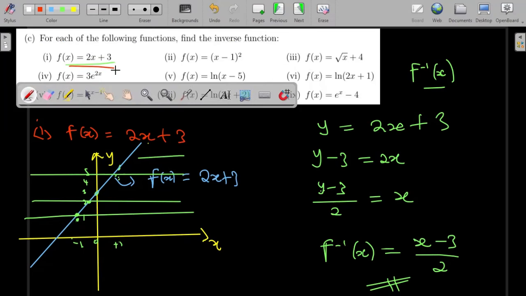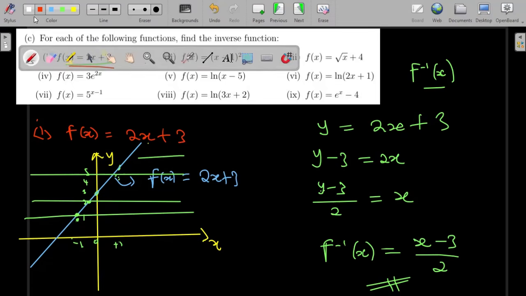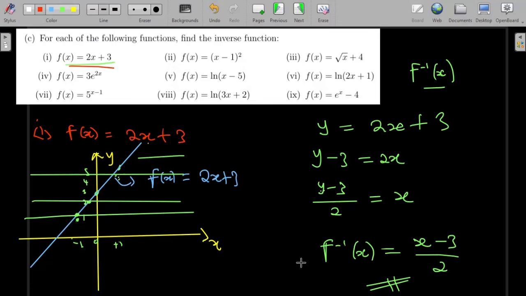Sometimes they can also ask you to state the domain and the range of the inverse function. An easy way of finding the domain and the range of the inverse function is to know the domain and the range of the original function.